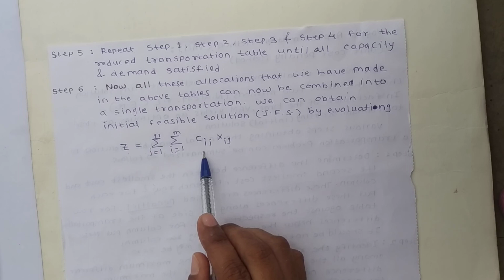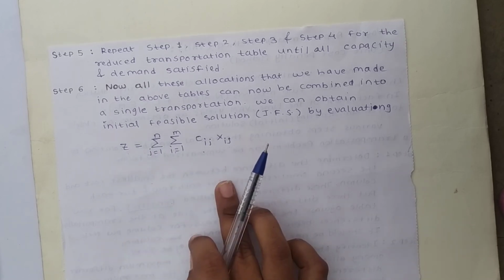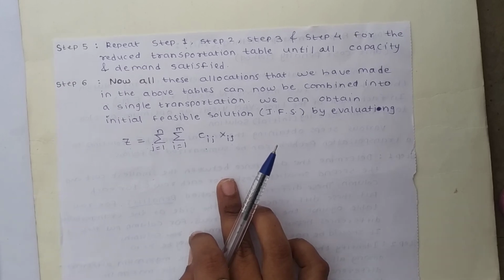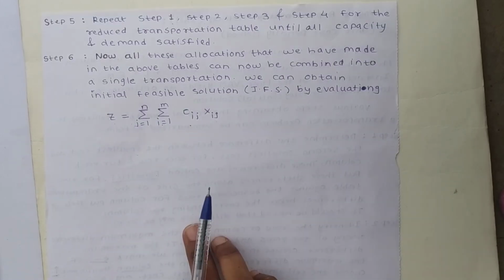So this is Vogel's approximation method. We will see an example in the next video.